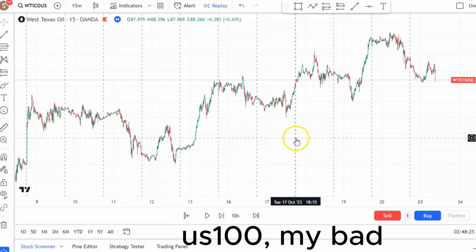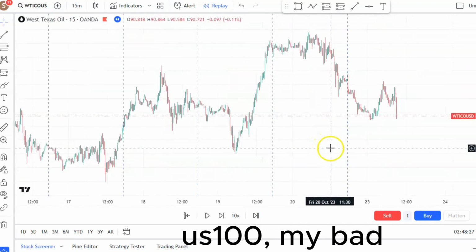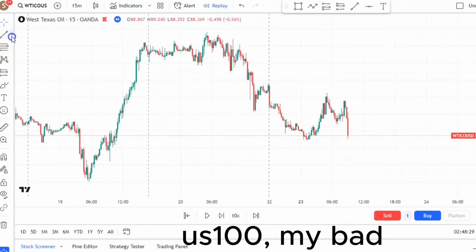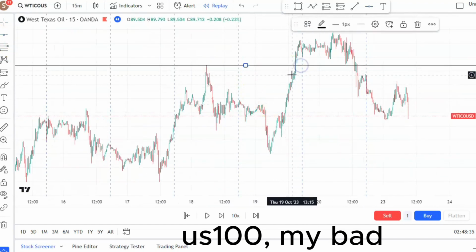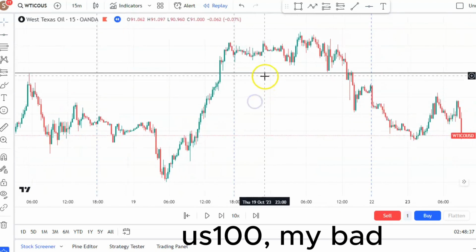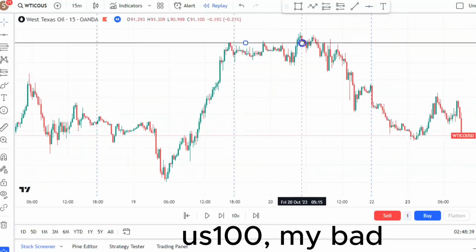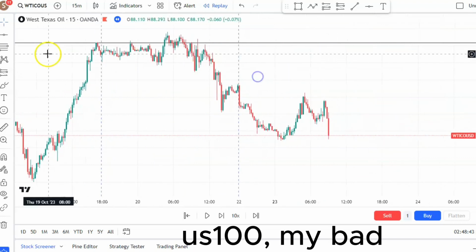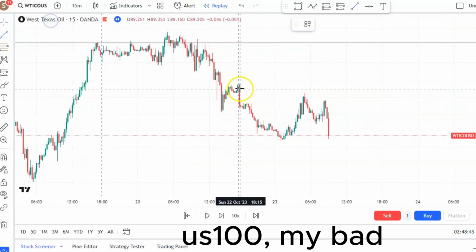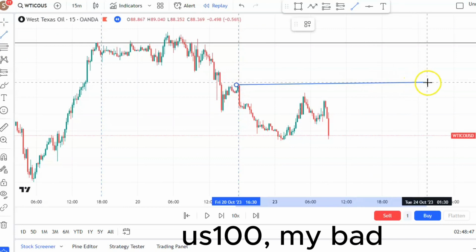Alright, and this is oil. So let's break down oil. Now with oil, this is Thursday. Thursday was the high of the week. And then on Friday, price breaks out and closes back inside of the range. So my thesis is that we are selling.